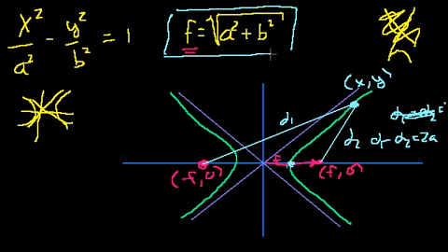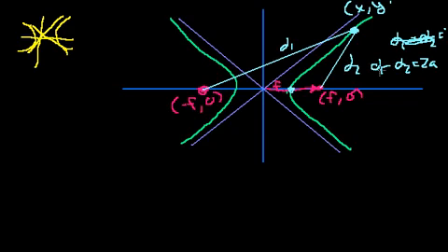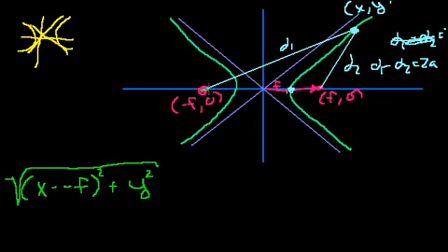So let's use this fact, that d1 minus d2 is equal to 2a, to try to prove this right there. The first thing to do is figure out what d1 and d2 are, just using the distance formula. So what's d1? d1 is the distance between this point and this point minus f comma 0. We just use the distance formula, which is really just the Pythagorean theorem. It's the difference of the x's, so it's x minus f squared plus the y distances, y minus 0, so that's just y squared. Take the square root of that. So that's d1 right there.